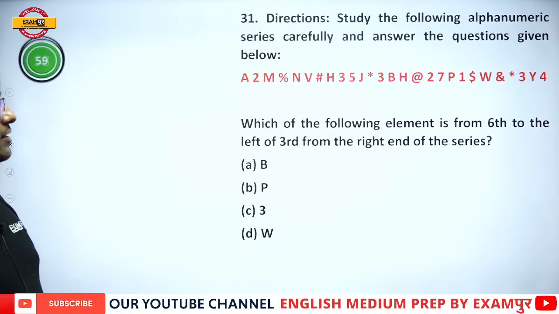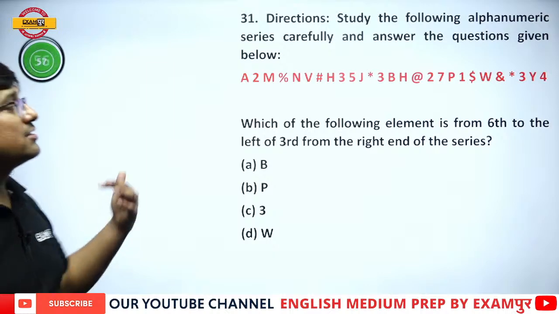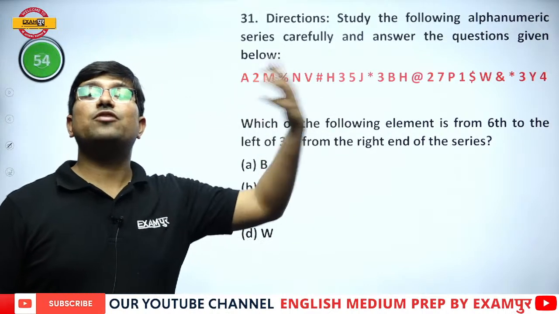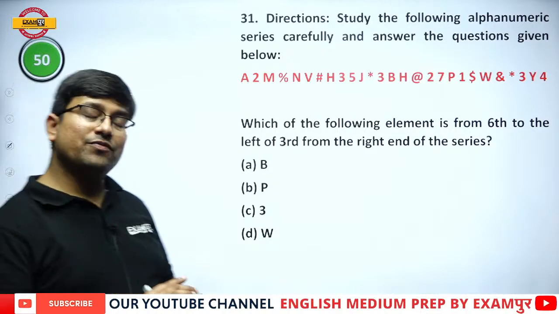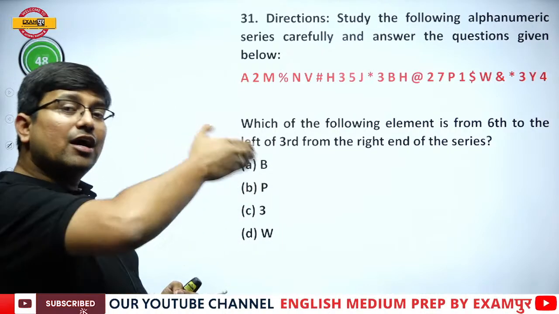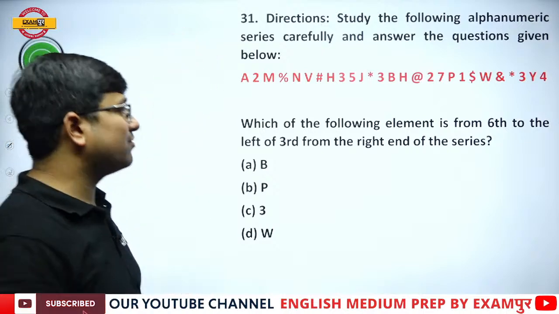Which of the following element is 6 to the left of 3rd from the right? 6 to the left of whom? The one who is 3rd from the right. So which of the following is 6 to the left of 3rd from the right? So first 3rd from the right and from there 6th left, effectively 9th from the right.